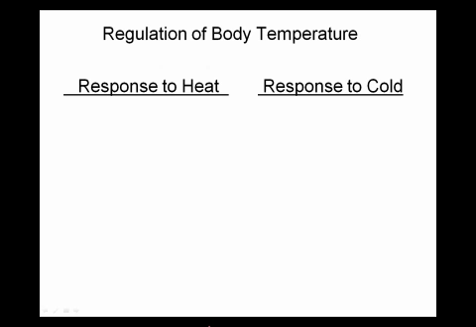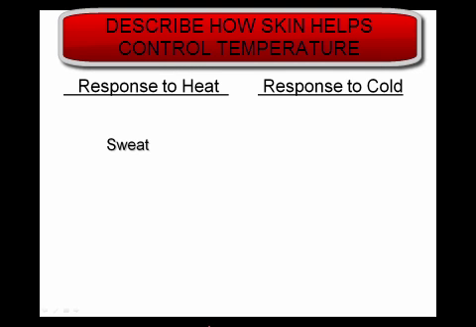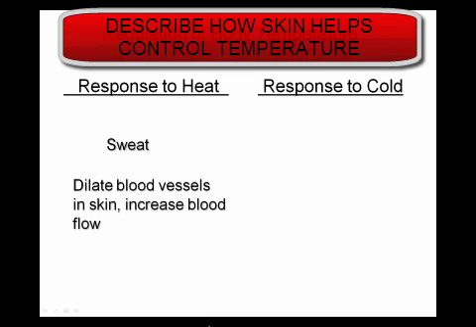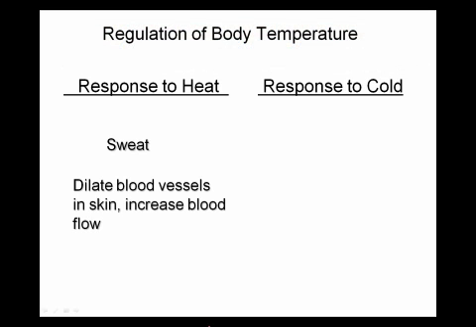Another example, regulation of body temperature. Let's see what might happen if we get too hot. If we get too hot, we're going to sweat, and so as that sweat evaporates off the skin, that pulls away heat. Also, blood vessels in the skin are going to dilate, and that increases blood flow to the surface of the body so that more heat can radiate away, can evaporate that perspiration.